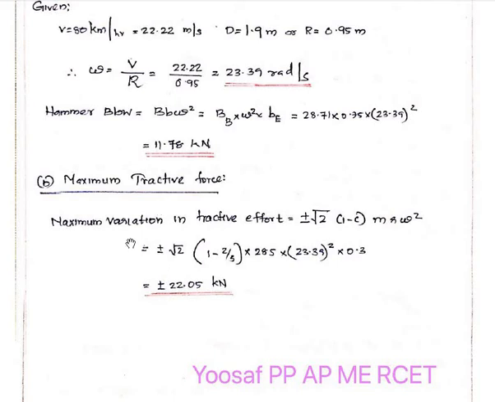And also the maximum tractive force; the equation you should know by heart is plus or minus root 2 into (1 minus c) m r omega square, and put in all the values to get the result. But listen here, for this you have to take all the reciprocating mass, and the value is 22.05. Thank you.